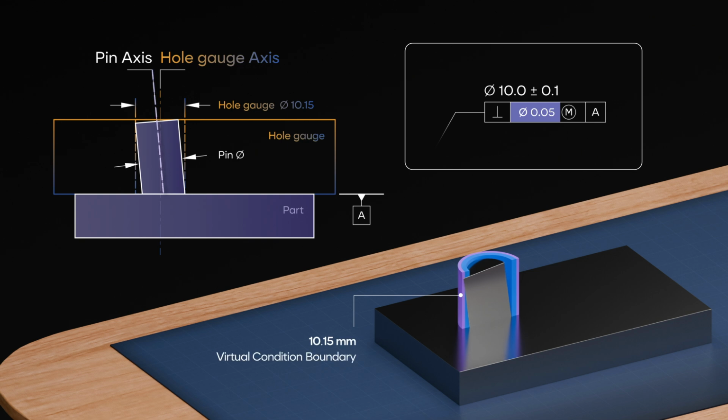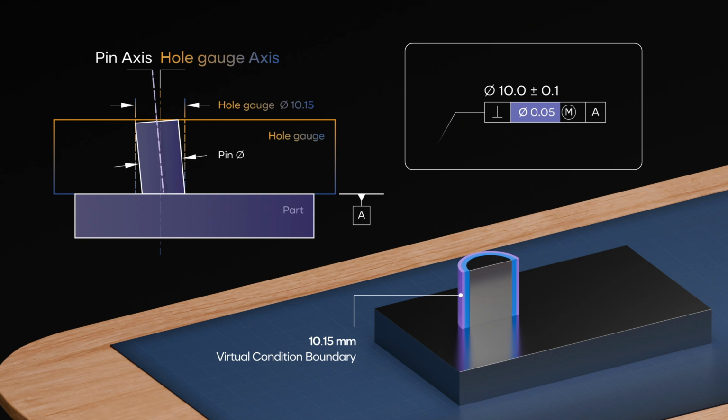However, as the pin size moves away from MMC toward LMC, the pin contains less material. This means that there is additional tolerance available as bonus tolerance. This extra tolerance allows more tilt or deviation. This directly helps the assembly because the pin can still fit into the mating hole, even with increased geometric variation.